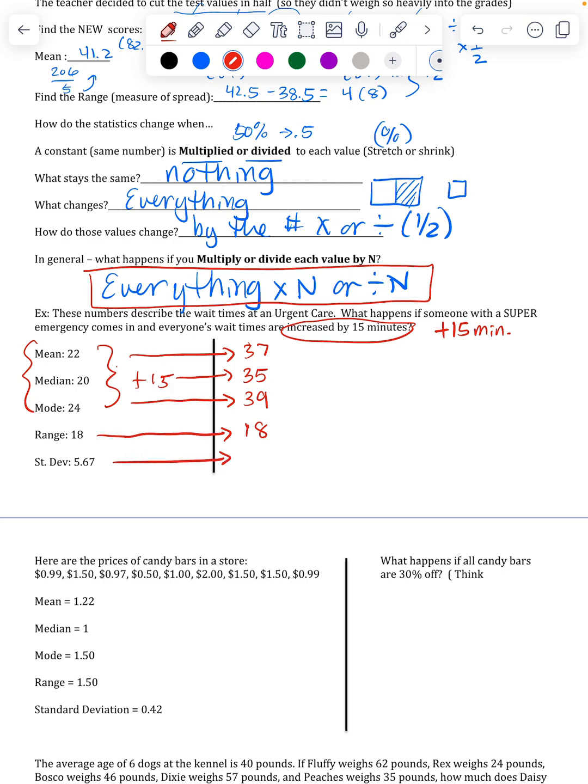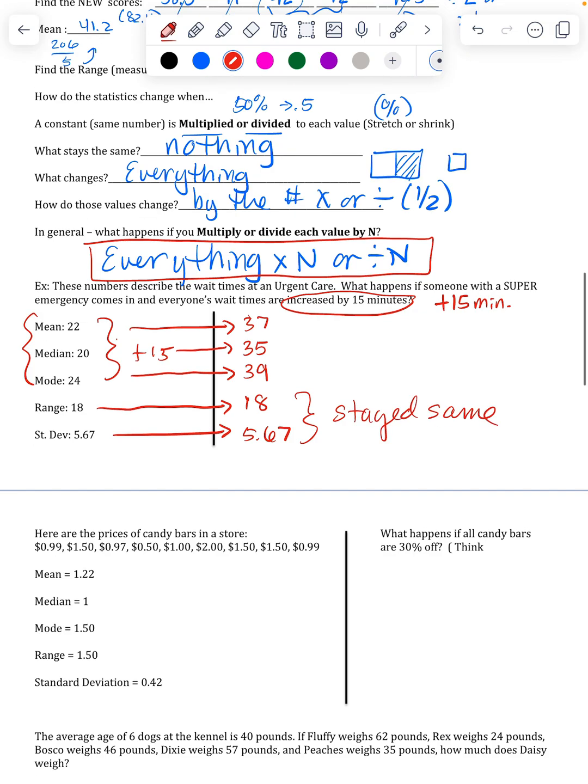And my standard deviation is 5.67. So in this case, standard deviation means you usually have to wait around 35 minutes, give or take 5.67 minutes. So it's like how close to that average things are coming in. So these two stayed the same.